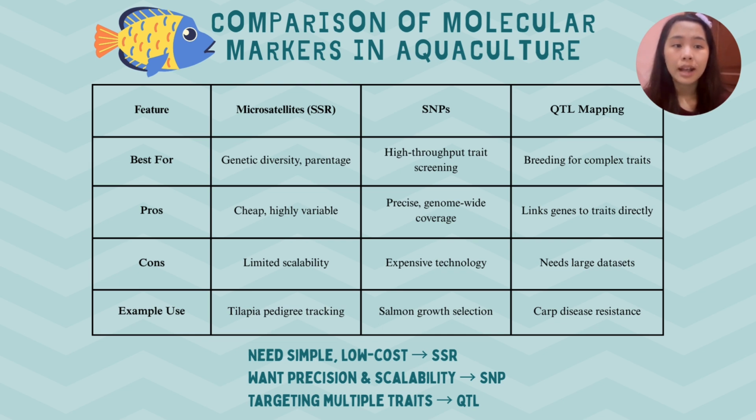And the third is cons. SSR has limited scalability, and the SNPs is expensive technology, and the QTL mapping needs large datasets. And the last is example for use. SSR is used for tilapia pedigree tracking, and the SNPs we use for salmon growth selection, and the QTL mapping we use for carp disease resistance. So if you want simple and low cost, we can use the SSR, but if we want precision and scalability, we can use SNP. And the last is if we are targeting multiple traits, we can use the QTL.